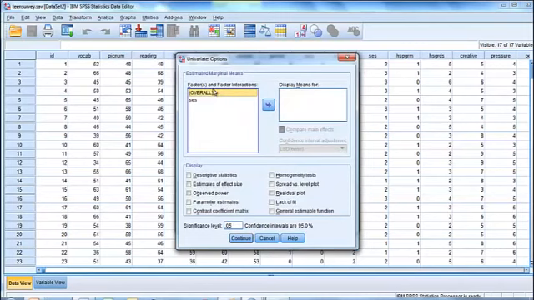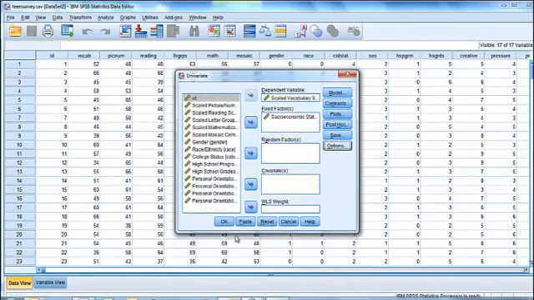We want marginal means displayed for everything, which in this case is only our SES variable. We want to see descriptive statistics. We want to see estimates of effect size. We want to see what the power is. And we want a homogeneity test done to make sure that we have not violated the homogeneity of variance assumption. We click Continue, and then we click OK.